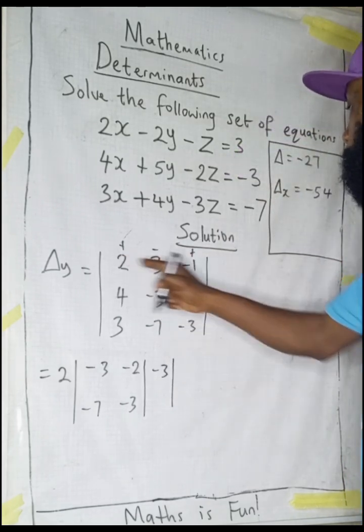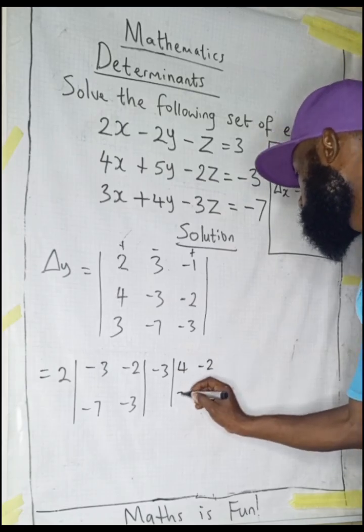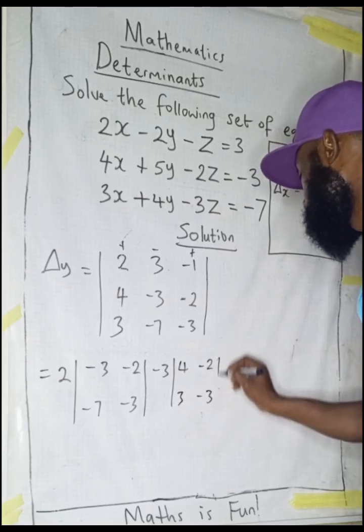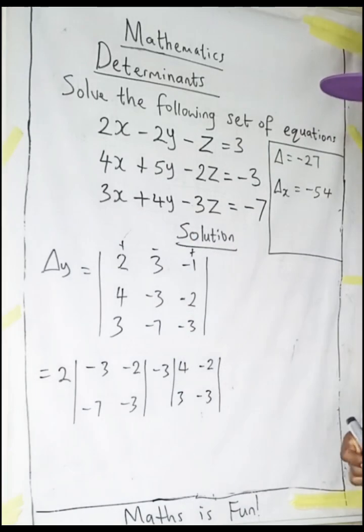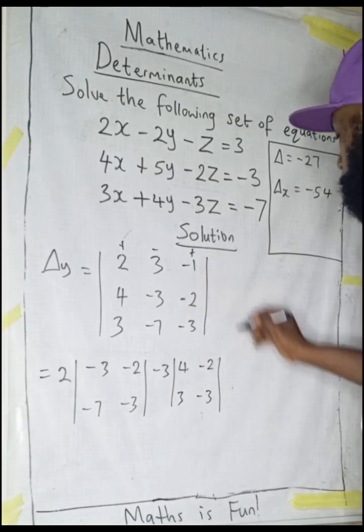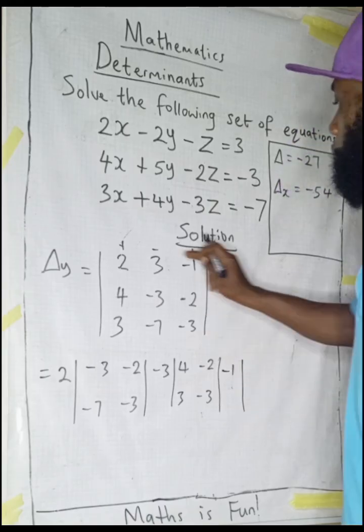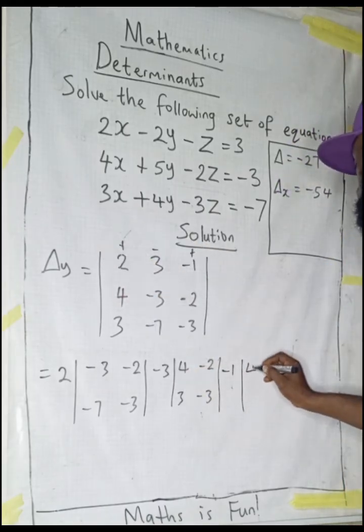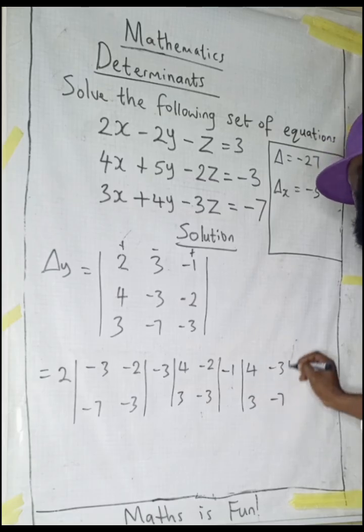Ignore the column and the row. What do you have? We have 4 minus 2, 3 minus 3. Then we have plus minus 1, which is minus 1. Ignore the column and the row. We have 4 minus 3, 3 minus 7.